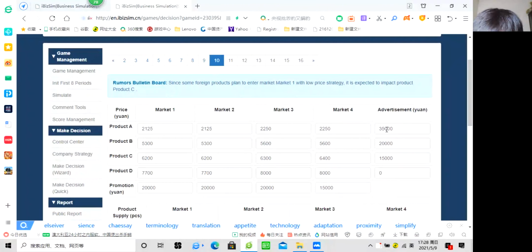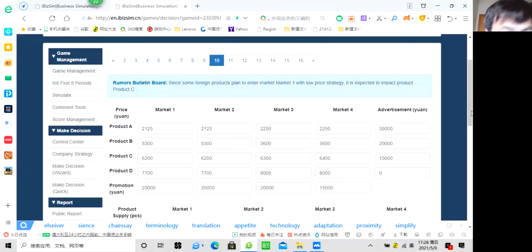So that means $35,000 divided by 4 is for product A in market 1. Okay, and this is for market 2, market 3, market 4. This one is 0, which means no advertisement for our product D.